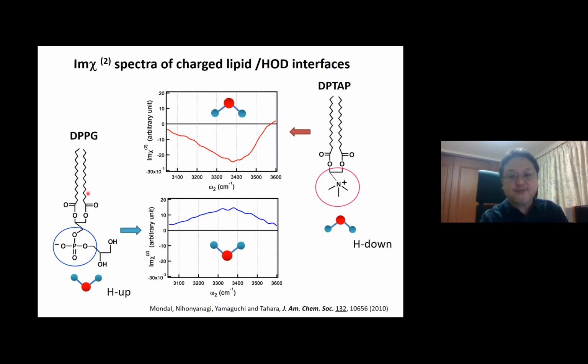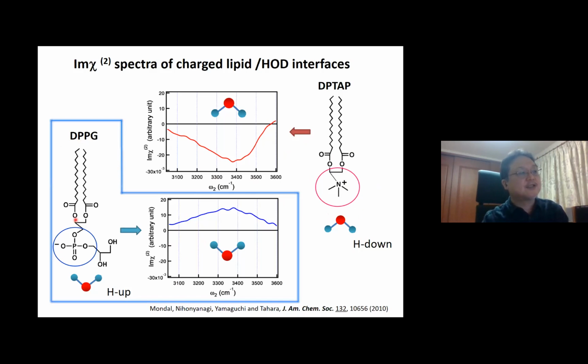DPPG has a phosphate having negative charge, and DPTAP has the choline, which has a positive charge. So, reflecting the difference of the charge, the DPPG shows the positive OH stretching band corresponding to the H-up orientation of the interfacial water, and the DPTAP shows a negative band corresponding to the H-down orientation, right? So this is steady state.